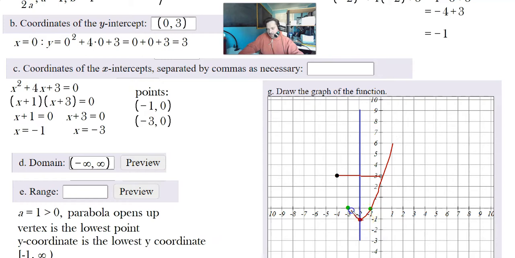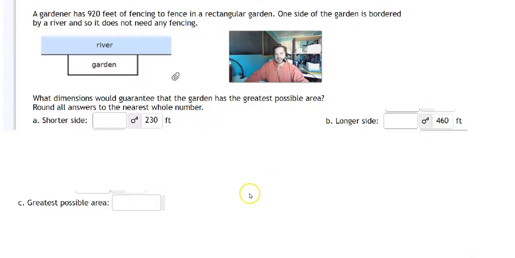Like this, and then like this, and then like this. There you go. So that's an example of analyzing a parabola and writing down all of the relevant facts and then making a graph based on the relevant facts. Alright, so now we're back at this one.